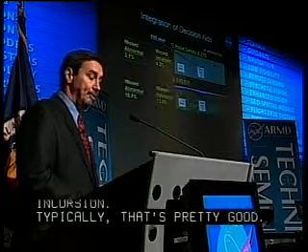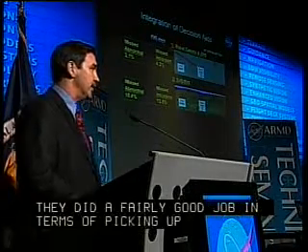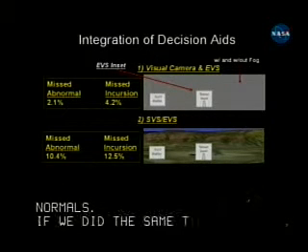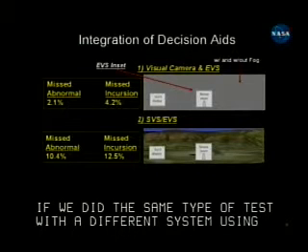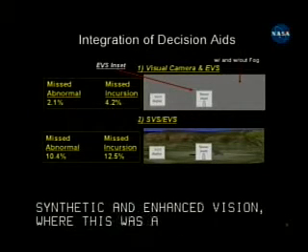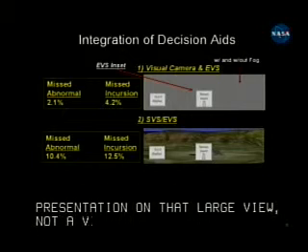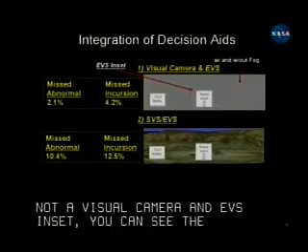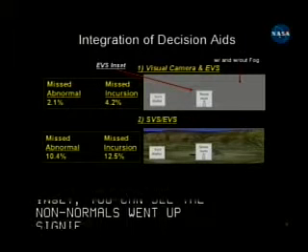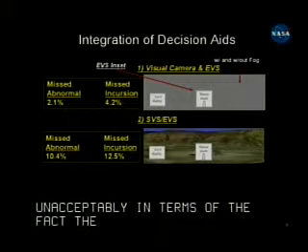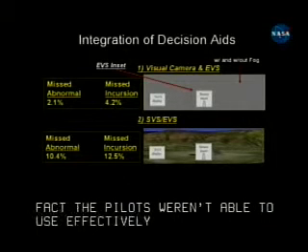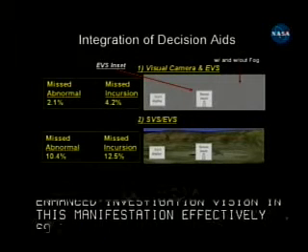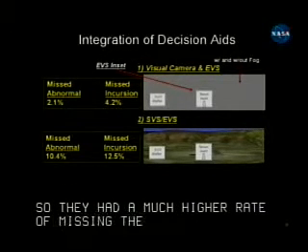Next transition, please. If we did the same type of test with a different system, this time using synthetic and enhanced vision, where this is a database presentation on that large view, not a visual camera, and EVS insets, you can see the missed non-normals went up significantly, almost to the point of being unacceptable, in that the pilots weren't able to use synthetic and enhanced vision in this manifestation effectively, so they had a much higher rate of missing the navigation errors or missing the runway incursions. Not something that we wanted to see with this technology.